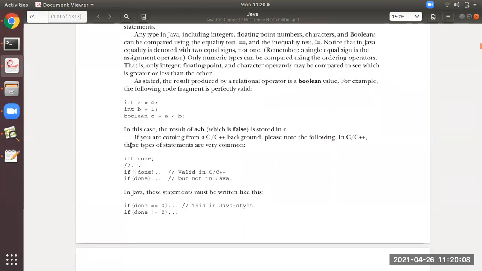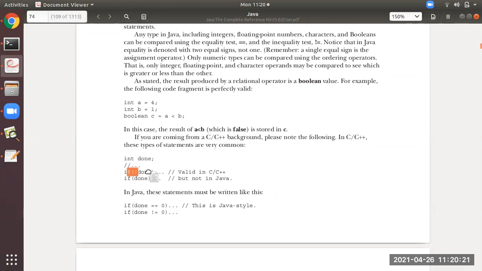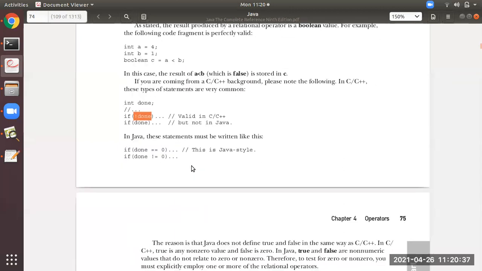Now one more point, if you all are coming from a C, C++ background, please note the following: in C, C++, this type of statement is very common. If done, if not done is valid in C, but not valid in Java. Done can be true, so not done means not true, which is valid in C, whereas not valid in Java. Java statements must be written like this: done double equal to 0 when you are dealing with relational operators.